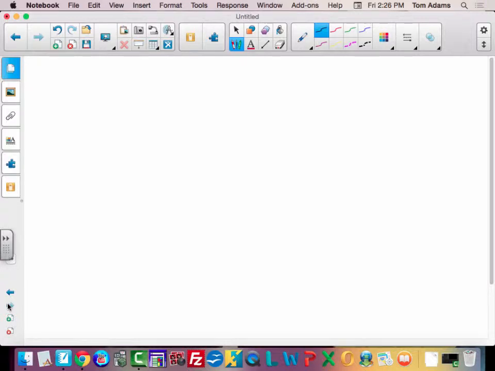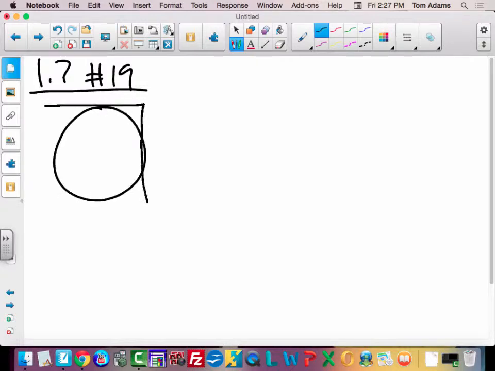So number 19, from 1.7, says, a sphere is contained in a cube tangent to all 6 faces. Find the surface area of the cube as a function of the radius of the sphere. So here's a sphere, and then there's a perfect cube. It kind of looks like that. And if I were to draw it in 3D, it kind of looks like that.